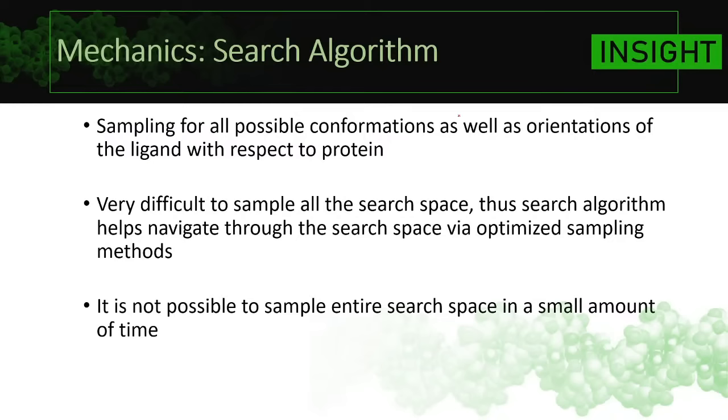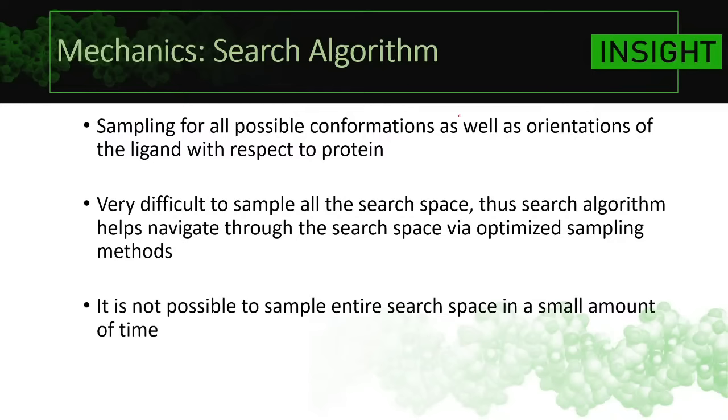So these algorithms try to sample the maximum possible conformations within the given space, as well as different orientations of those conformations, to make sure that all of the conformational search space is being covered. Of course, it is not possible to practically cover the entire search space, because it's extremely huge. I mean, you can say infinite for most practical purposes.